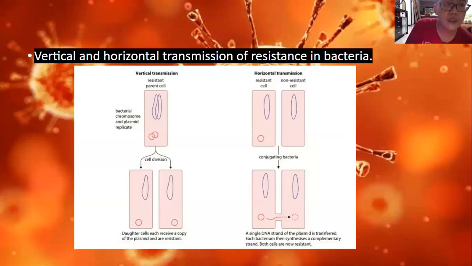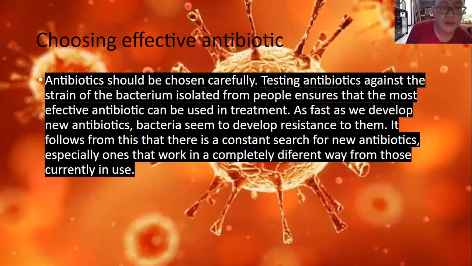The diagram shows vertical and horizontal transmission of resistance in bacteria. Choosing an effective antibiotic is important because the antibiotic should be chosen carefully. Testing antibiotics against the strain of the bacterium isolated from people ensures that the most effective antibiotic can be used in treatment. As fast as we develop new antibiotics, bacteria seem to develop resistance to them. It follows from this that there is a constant search for new antibiotics, especially ones that work in a completely different way from those currently in use.